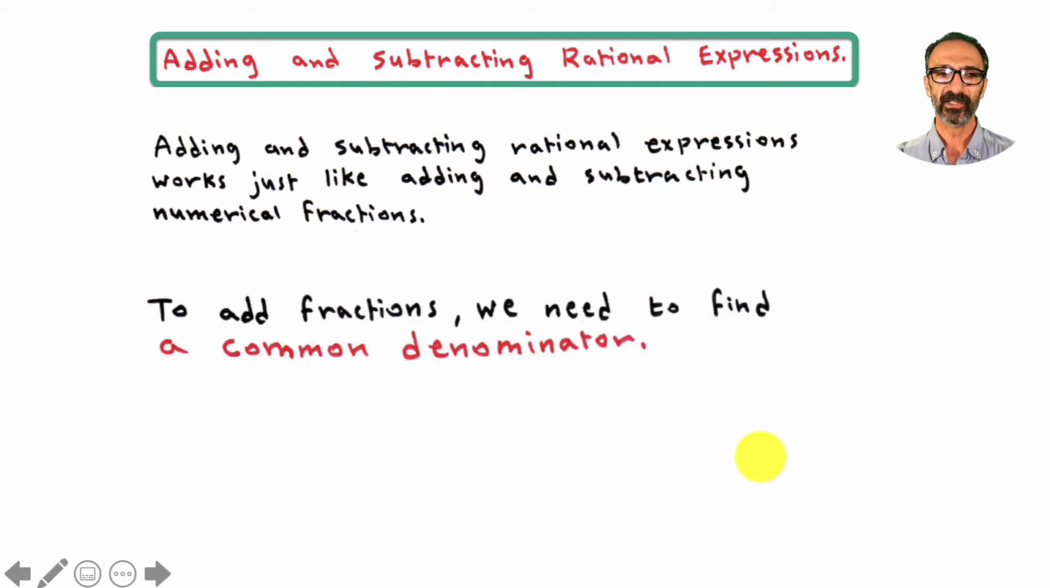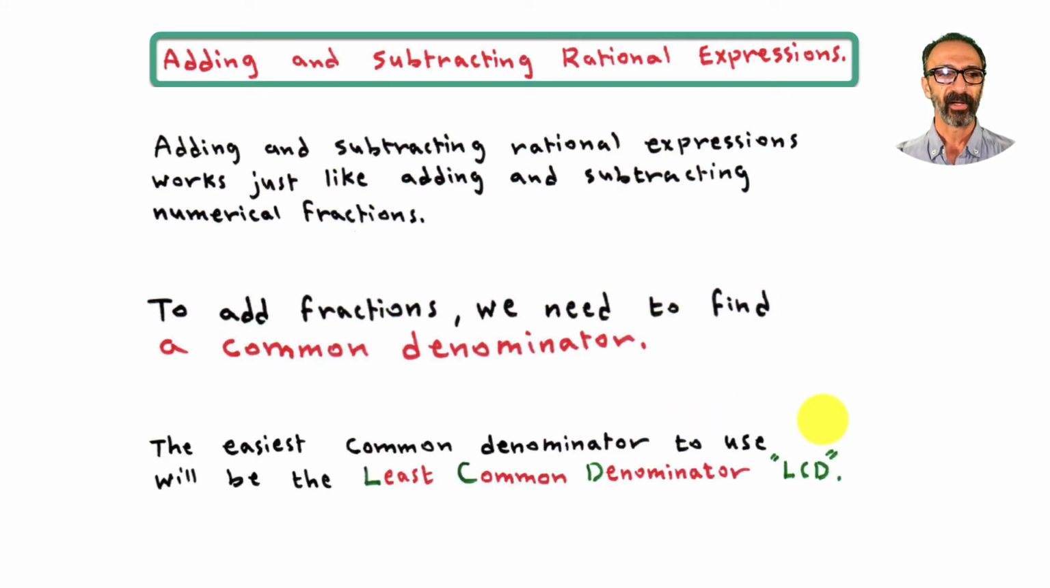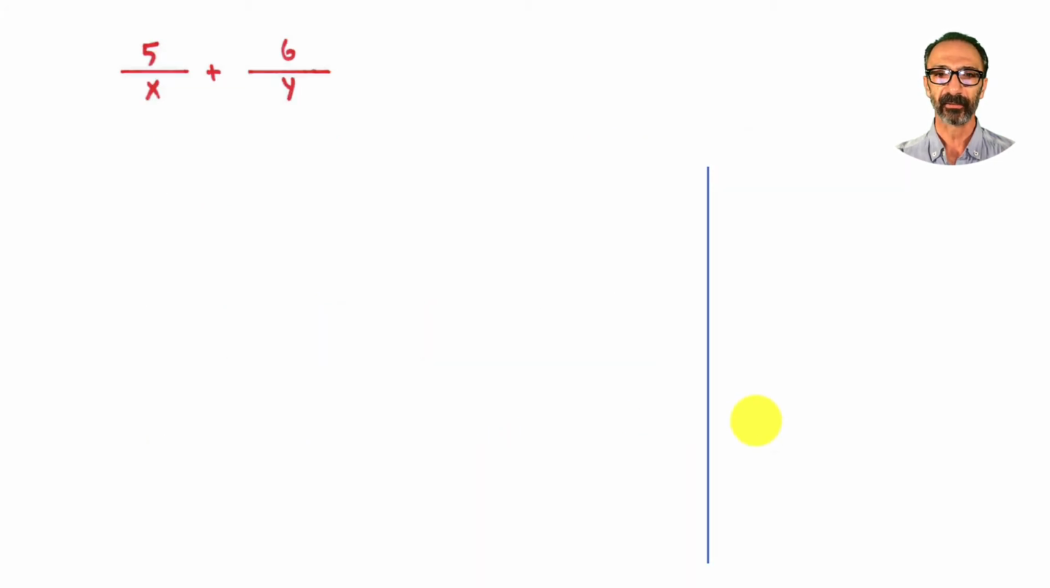To add fractions, we need to find the common denominator. The easiest common denominator is the least one, the least common denominator. That doesn't mean you can't go higher, and it works, but nobody does. Why would you make it complicated if you could take the least one? So we have 5 over x plus 6 over y. What's the common denominator between x and y?